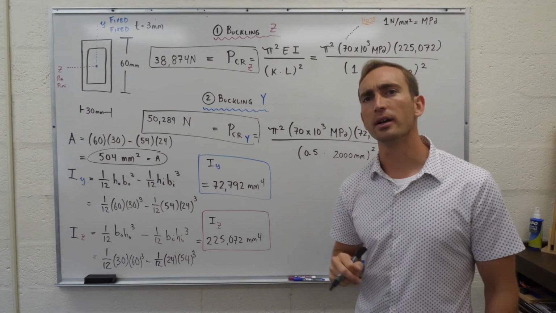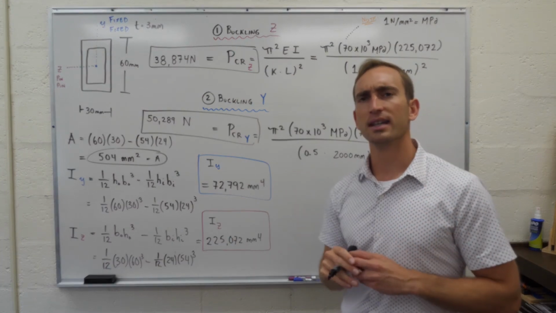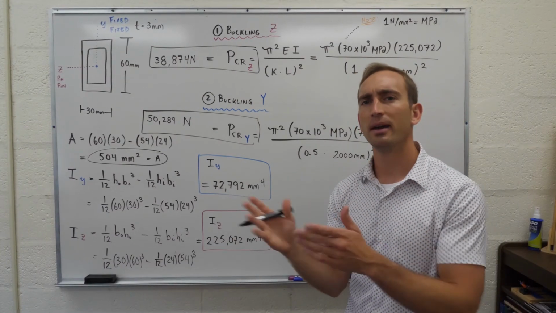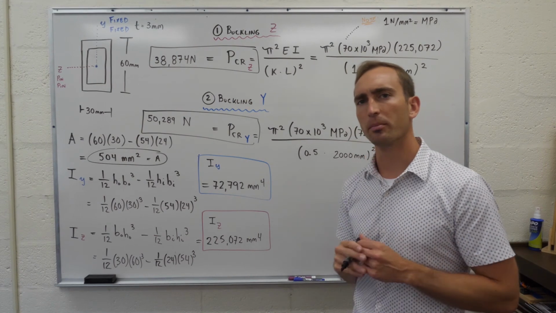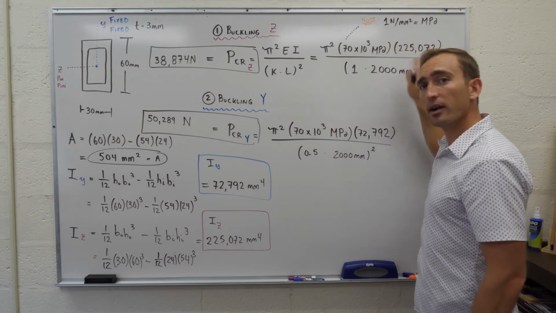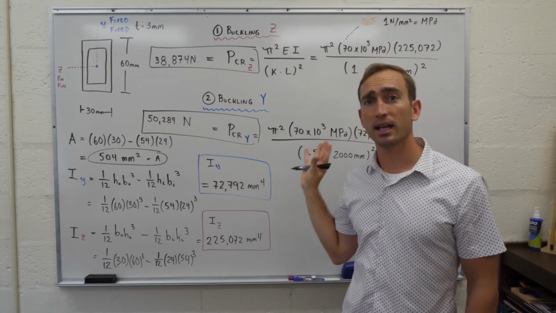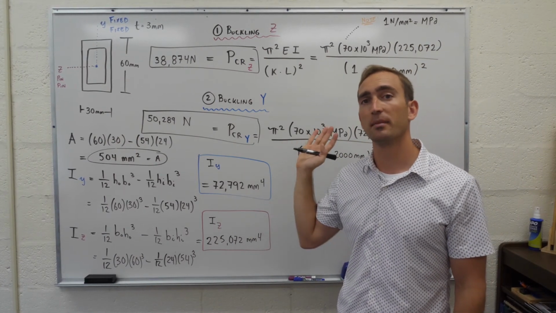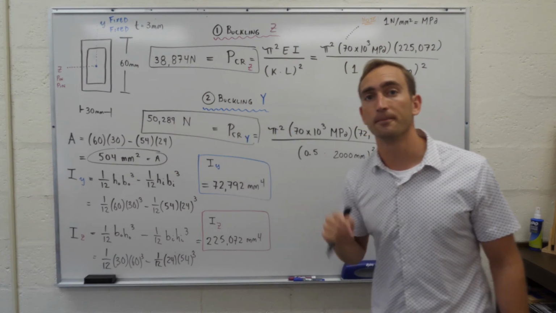And a quick little note here, we were given the Young's modulus in gigapascals, but I converted to megapascals because I like that unit a little bit better. I know that megapascals is the units of newtons per millimeter squared. That way I knew when I got an answer for this particular question, it was going to come out in newtons, and you'll see that in just a second.